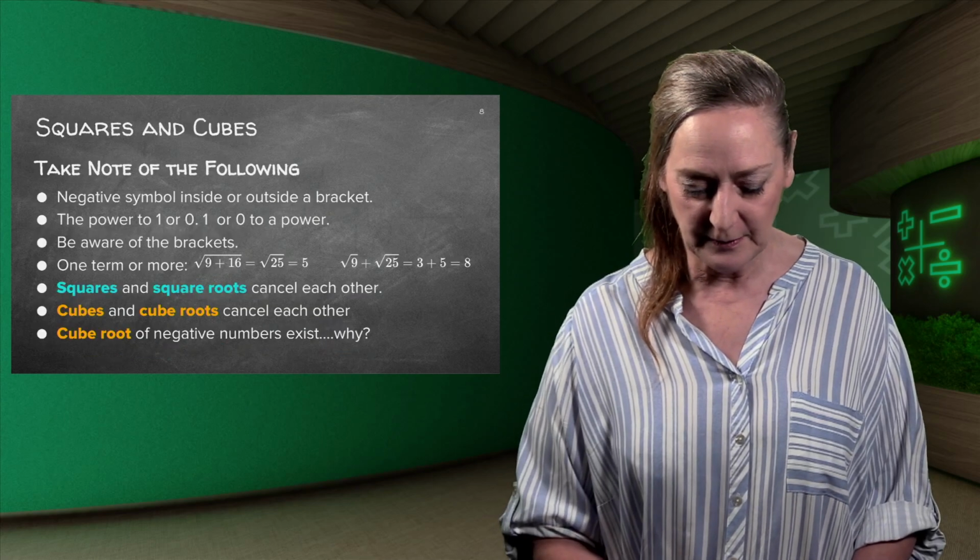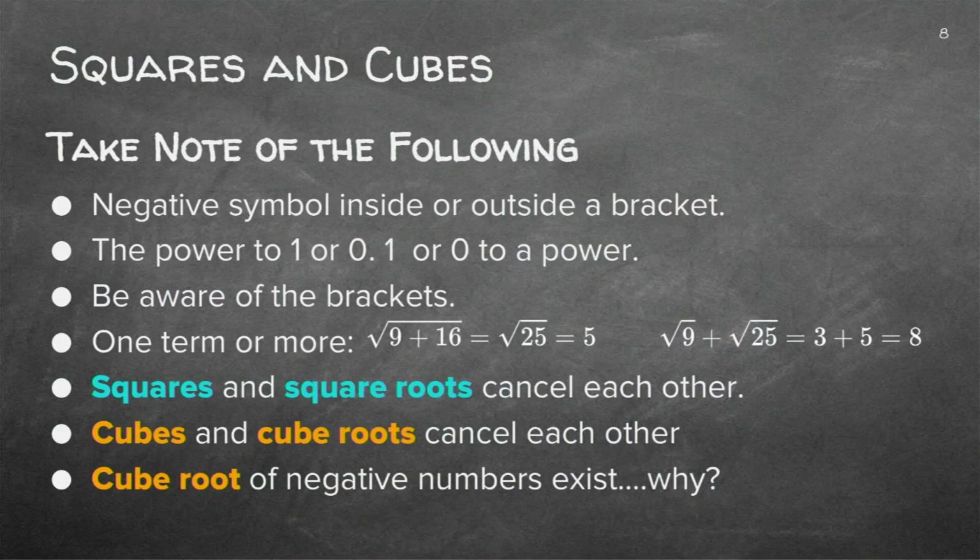There is the very important notes that I want you to remember. Is the negative symbol inside or outside the bracket? Is it to the power of 1 or to the power of 0? Is it 1 to a power or 0 to a power? We have talked about it. Be aware of the brackets. Are we having 1 term or 2 terms?